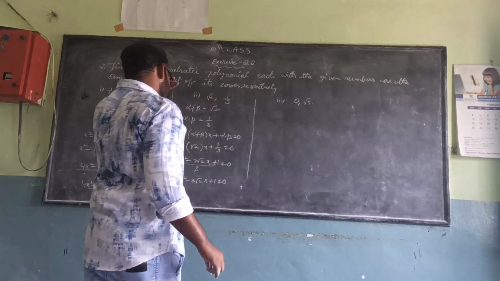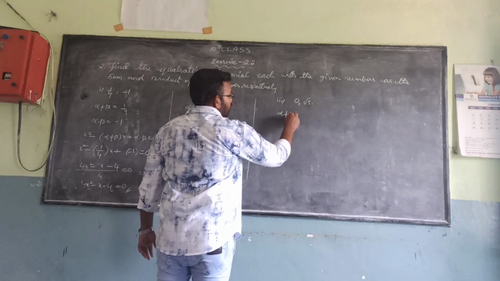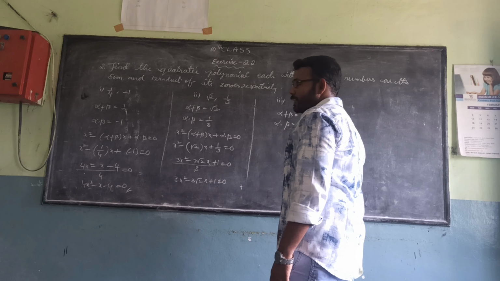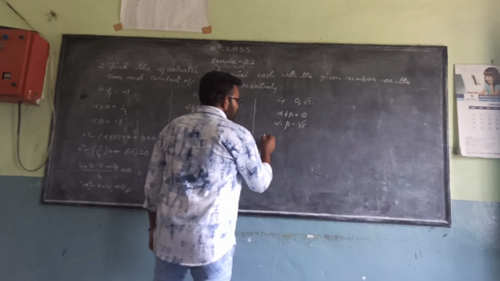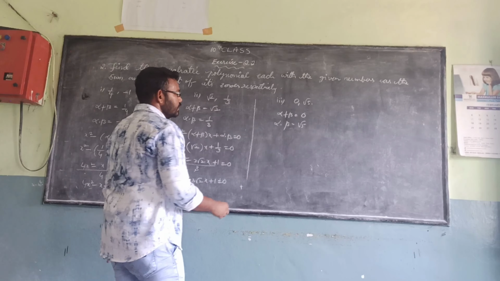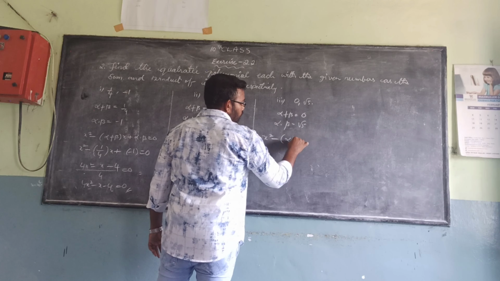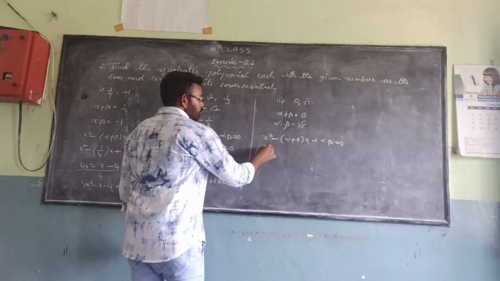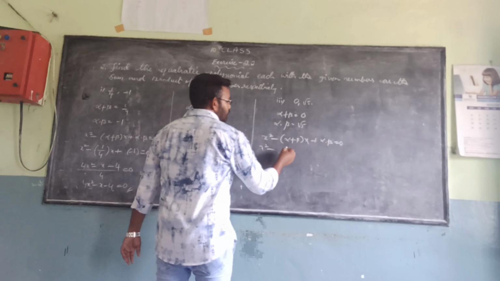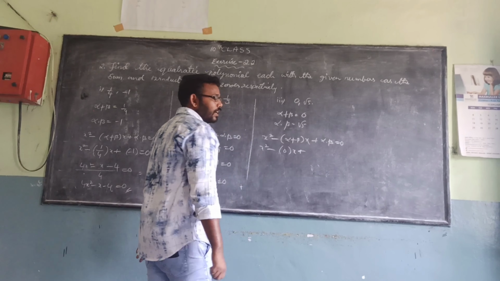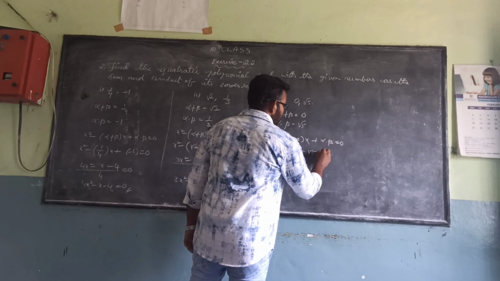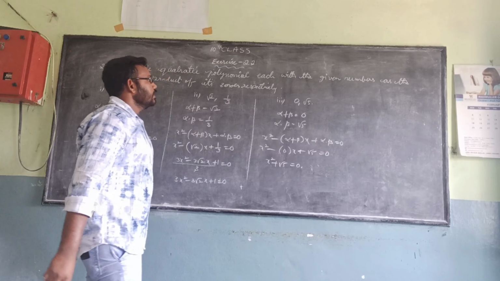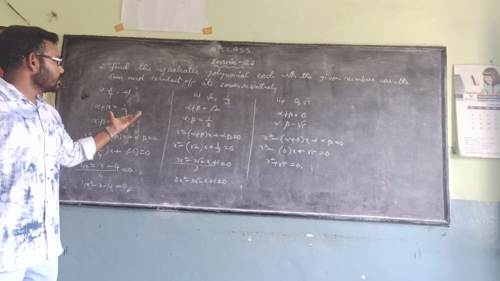Similarly here also given that alpha plus beta is equal to 0, alpha into beta is equal to root 5. So here the quadratic equation when sum of the roots and product of the roots is given: x square minus of alpha plus beta into x plus alpha into beta is equal to 0. So x square minus 0 into x plus root 5, that is equal to 0. So x square plus root 5 is equal to 0. In this way, now we are going to discuss the fourth, fifth and sixth problems also.